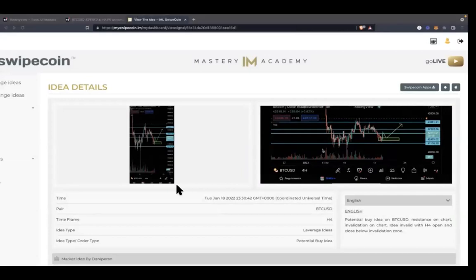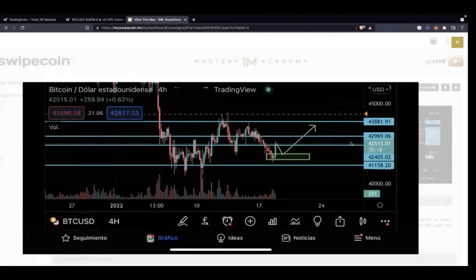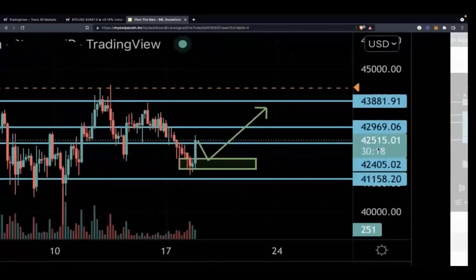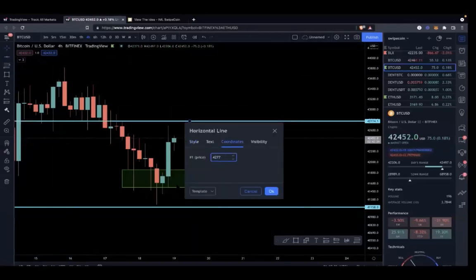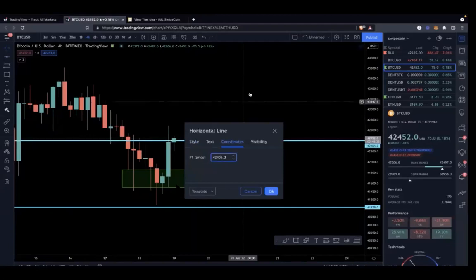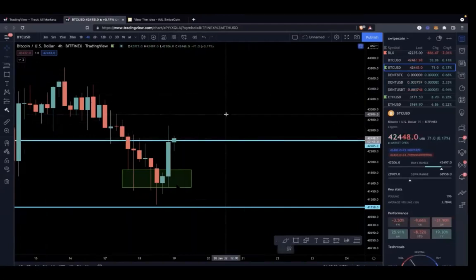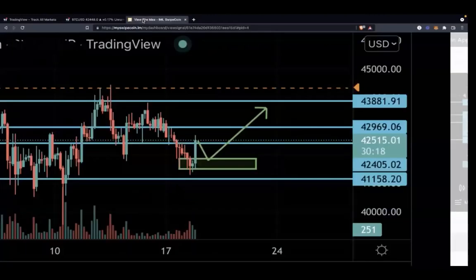So let's kind of go really quickly. It's getting a lot easier now, right? With this new way. The zones were kind of, how would I say, a little bit difficult to interpret. So here in this example, this first zone or resistance, which would equate to TP1, would be 42,405. So let's go over here, 42,405. Now, that is zone number one. If we look at now zone number two, 42,969.